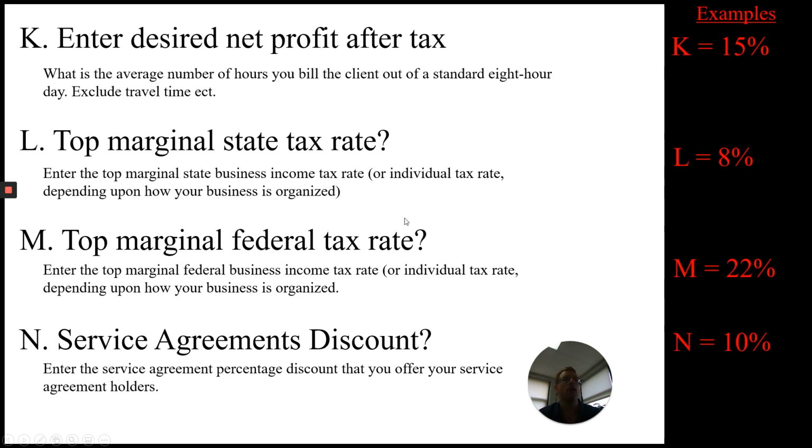In my example, we put 15% net profit after tax. I put 8% state tax rate, 22% federal tax rate, and then I put that my service agreement customers get a 10% discount. So this is K, L, M, and N. Write this down on your sheet.